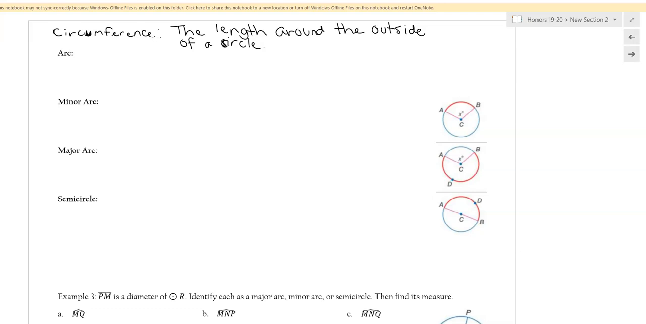Okay, so circumference is the length around the outside of a circle. So then we have to think about what an arc is. And an arc is a portion of the circumference.